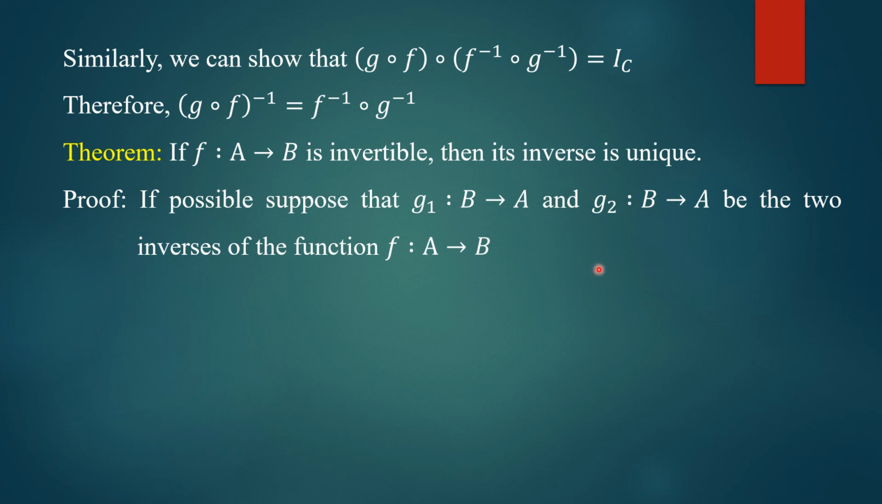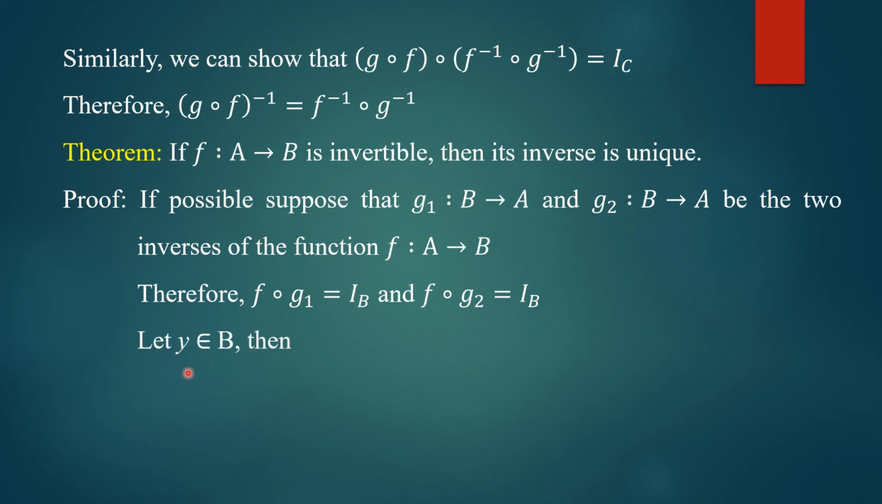Since g1 is the inverse of f, therefore the composition g1 o f will be identity. g2 o f will also be identity, because they are inverses of f. Therefore the composition will be equal to the identity function. This B is written for the codomain of the last function: g1's codomain is B, so I_B, and g2's domain is also B, and therefore it is I_B.